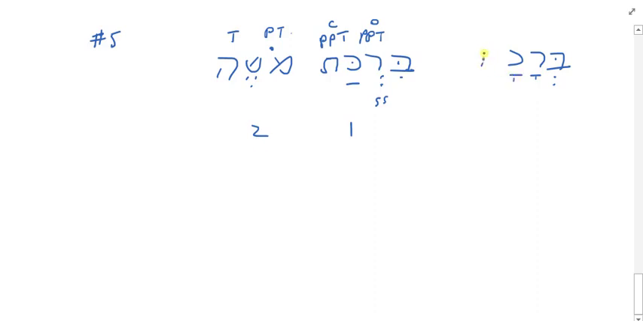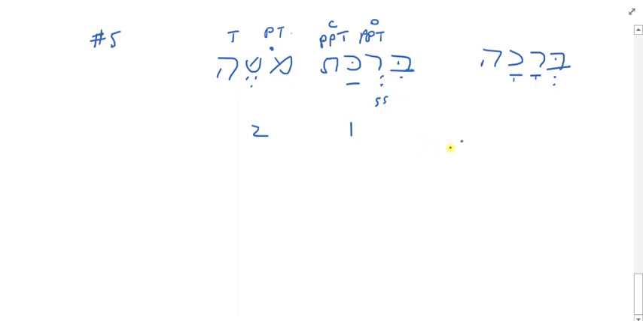I always think of a beer cat, like a cat that drinks beer. Birkat. So birkat Moshe is the blessing of Moses. Once we reduced the vowels, we had a red writer problem. We had to resolve that as well. So you're seeing several different aspects of what we've learned coming together all in the same place now.